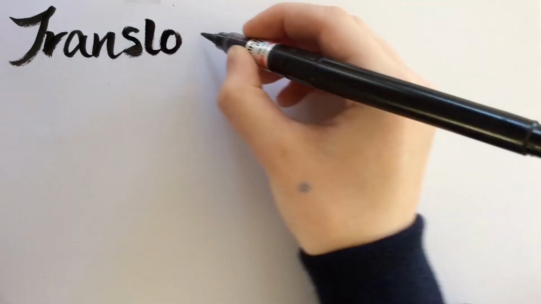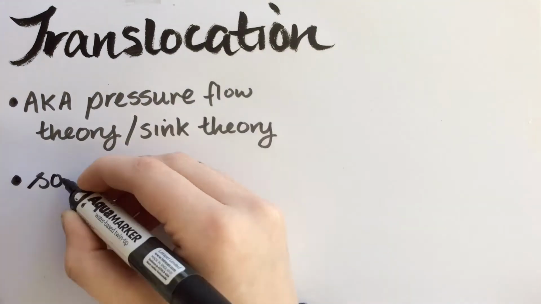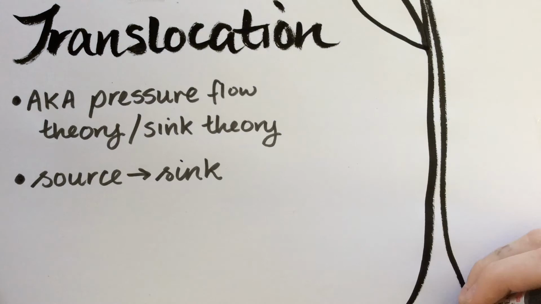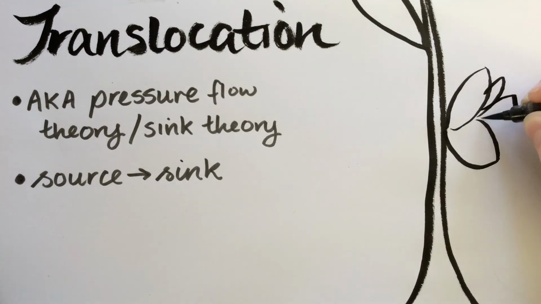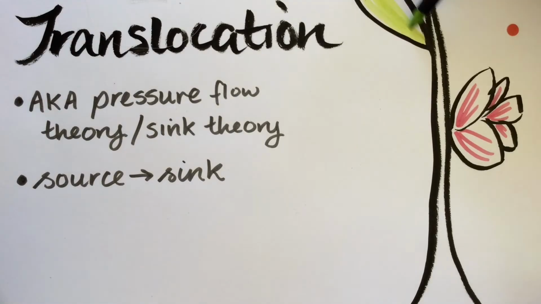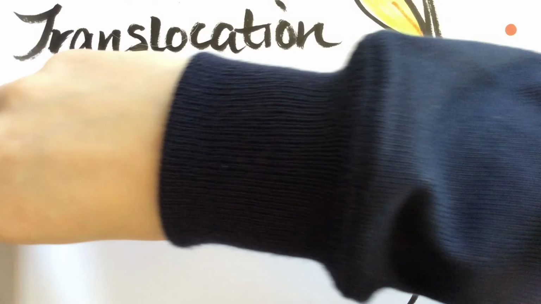How are the sugars transported in the phloem? The current theory for how sugars move in the phloem is called translocation, which can sometimes be referred to as the pressure flow theory or the source to sink theory. It starts with the making of the sugars and actively loading these sugars from one end, the source, into the phloem, and then actively unloading them into the other end of the plant, the sink. This can be confusing, but breaking it down into 3 steps makes things a little easier.